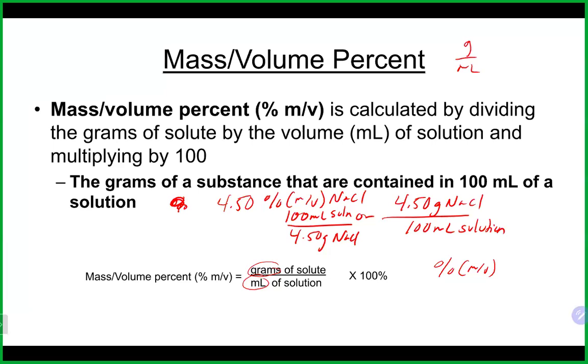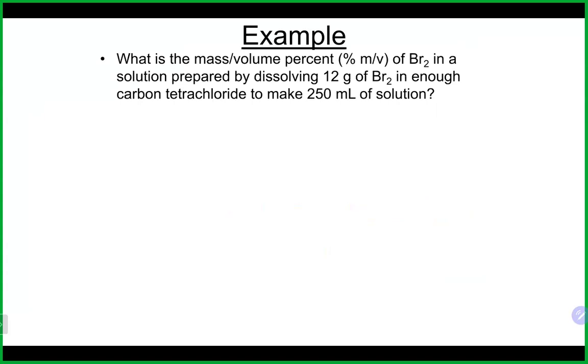So why don't we try one here and see? What is the mass to volume percent of bromine in a solution prepared by taking 12 grams of bromine and enough carbon tetrachloride to make 250 milliliters of solution?